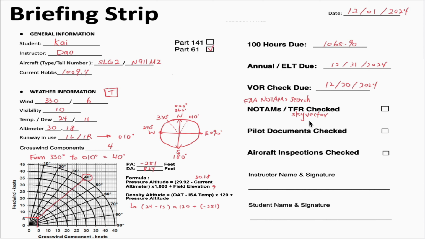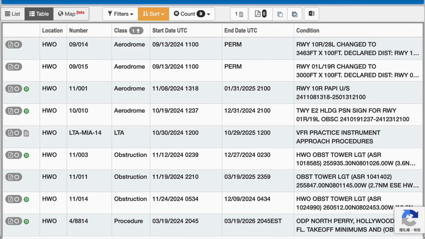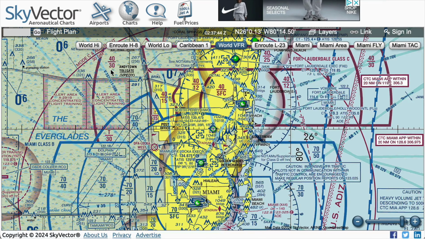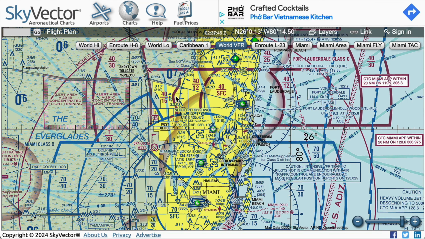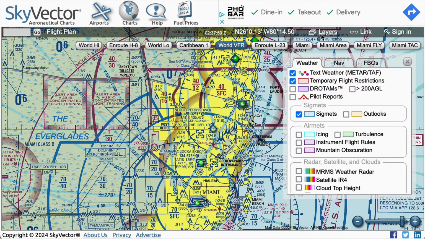TFR stands for temporary flight restriction, which is an airspace for a certain amount of time that may not be open to the public for civilian aircraft. So what we want to do is go to the website SkyVector. If you go to skyvector.com, that's what the page will look like. You want to go first to the top right and find layers. Click on it and make sure temporary flight restriction is selected with a blue check mark. And then we can close it.